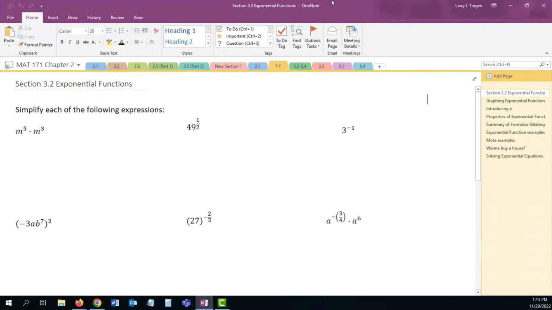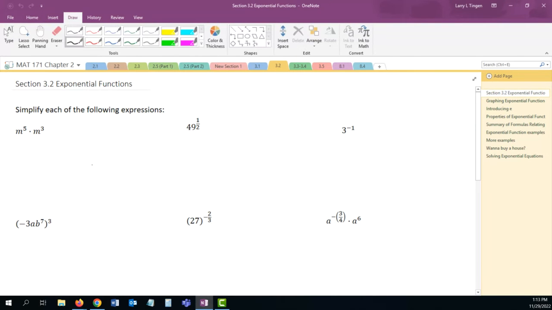All right, so let's dive into 3.2 and exponential functions. Before I explain exponential functions, the first thing I want to do is remind you of some rules for exponents. If I have the same base and I'm multiplying, I get to take the exponents and add them. So m to the 5th times m cubed is m to the 5 plus 3, which is m to the 8. Nobody's shocked by that. Everybody remembers that. Here's the one that gets people.